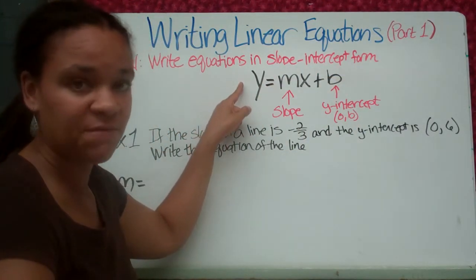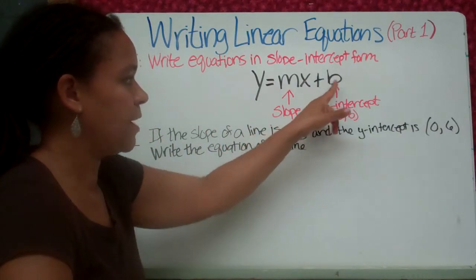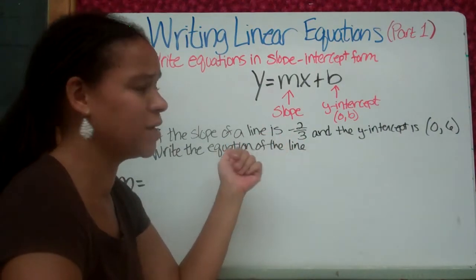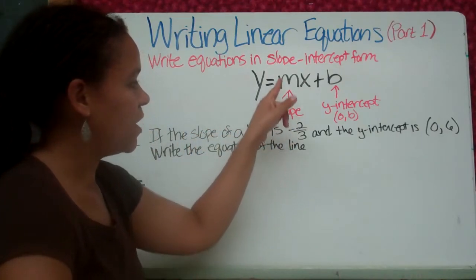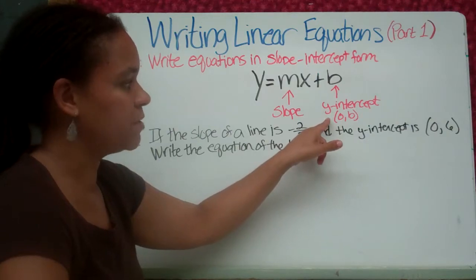So this is slope-intercept form. I'm sure you've seen it. You should be familiar with it. y is equal to mx plus b. We'll use this all year and next year and pretty much the rest of your algebra life. You'll be using slope-intercept form. So m is the slope, b is the y-intercept.